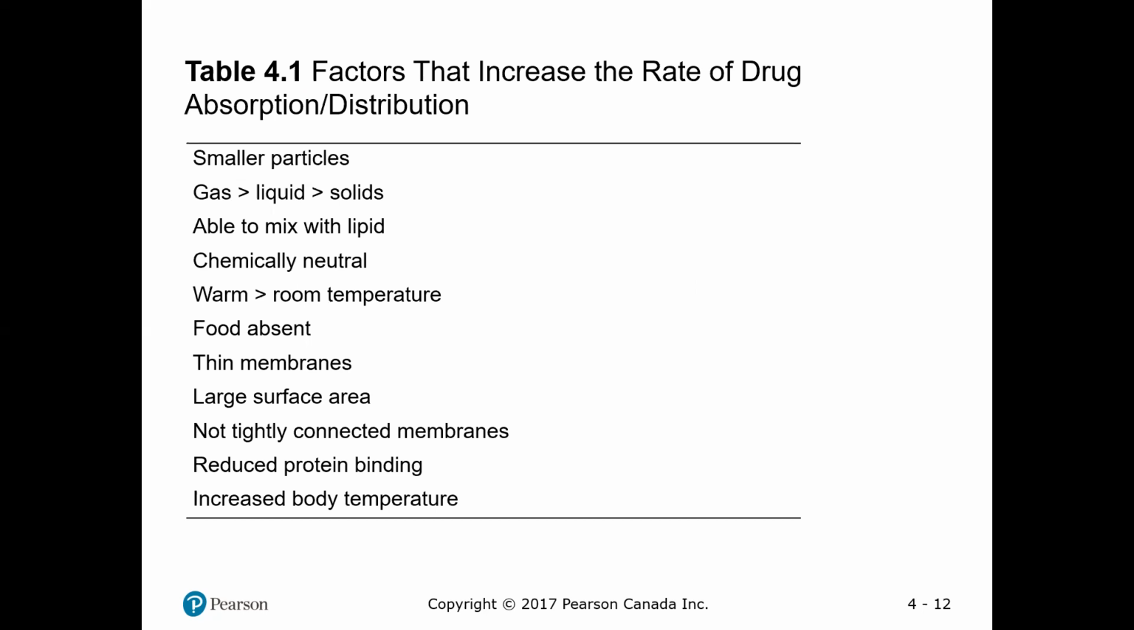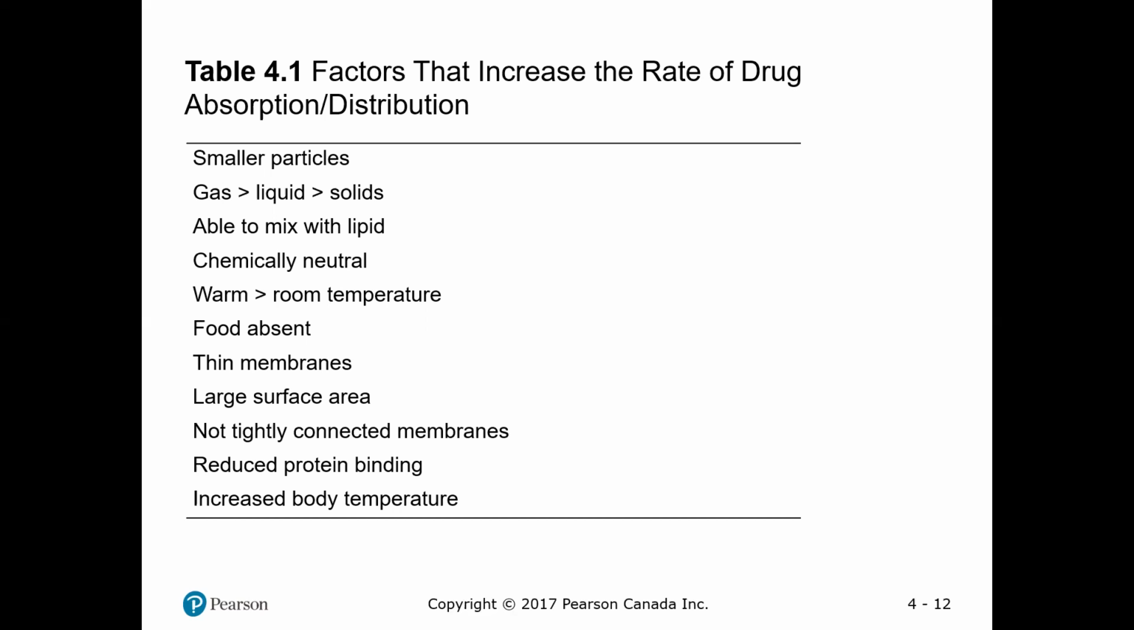Now, factors that increase the rate of drug absorption and distribution. If you take something in the gaseous form, like ginger ale, or any pops which have gas particles in them, they will be absorbed and distributed faster in the body than water or any solid food you eat. They should be able to mix with the lipids. Inside the body, we have the fats. They should be chemically neutral first. Or if they're not neutral, in the stomach we have an acid, and in the intestine we have the alkalis or the bases. So first, the food we eat gets neutralized in the body.